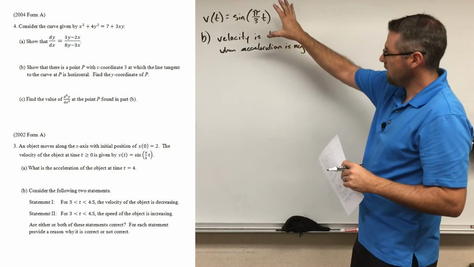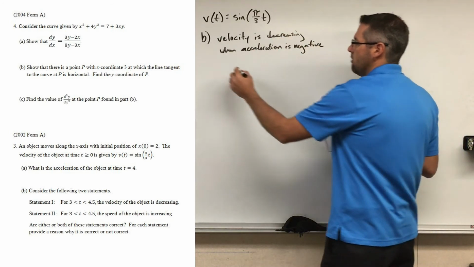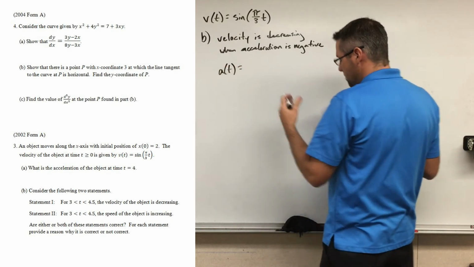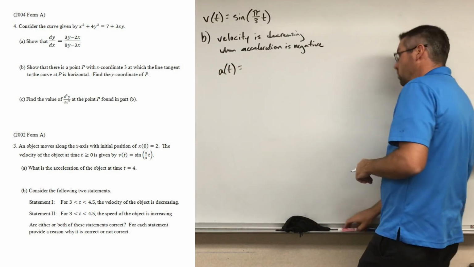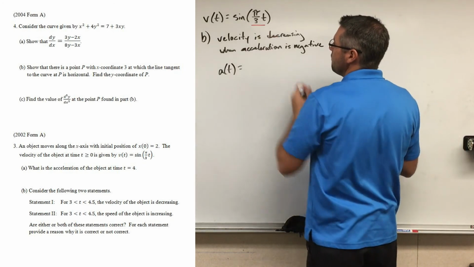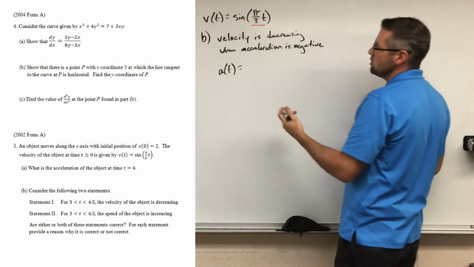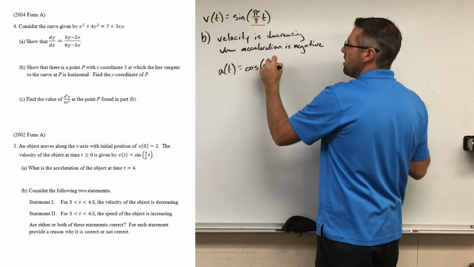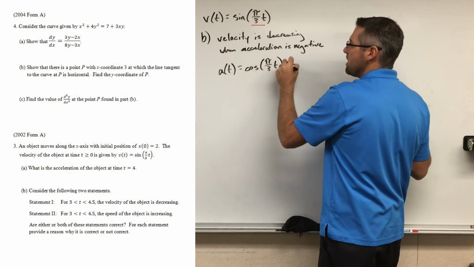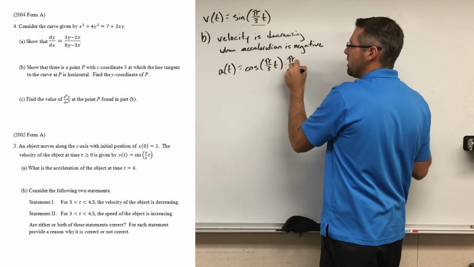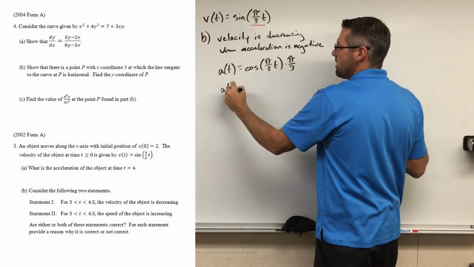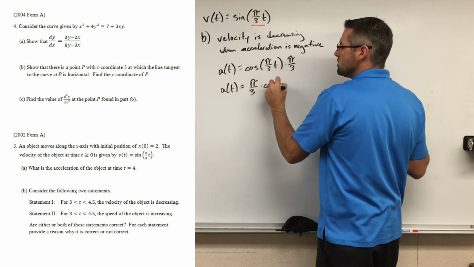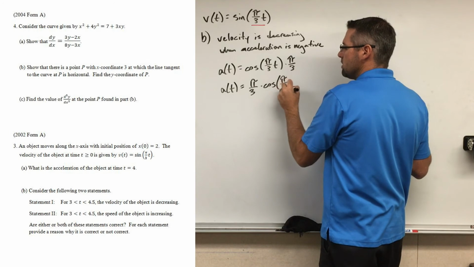So we're going to actually have to take the derivative now in this case. So a of t is equal to, we're going to apply the chain rule here. So thinking that pi over 3t is the inside function, so the derivative of the outer thing would be cosine of pi over 3t, and then times the derivative of the inner thing, which is just pi over 3. Okay, I'll just rewrite that real fast to be pi over 3 times cosine of pi over 3t.